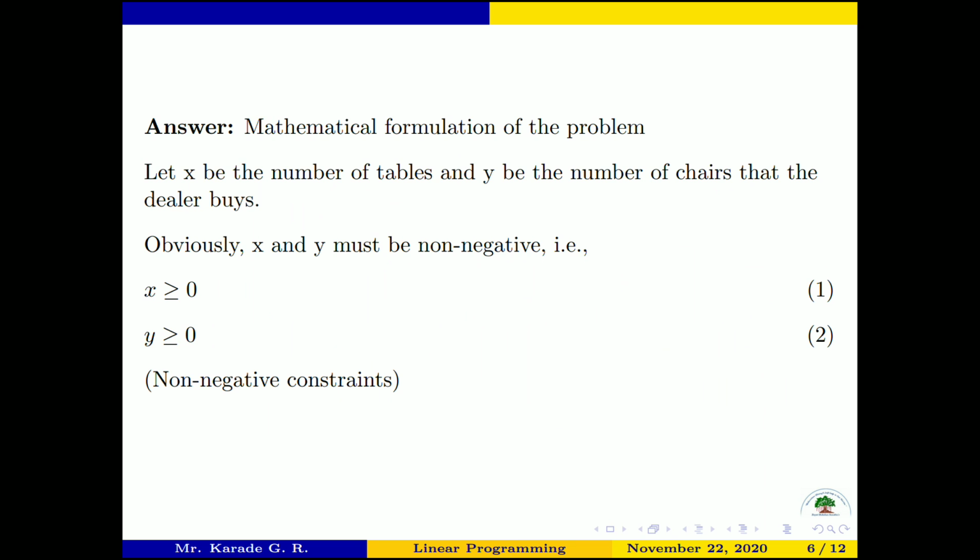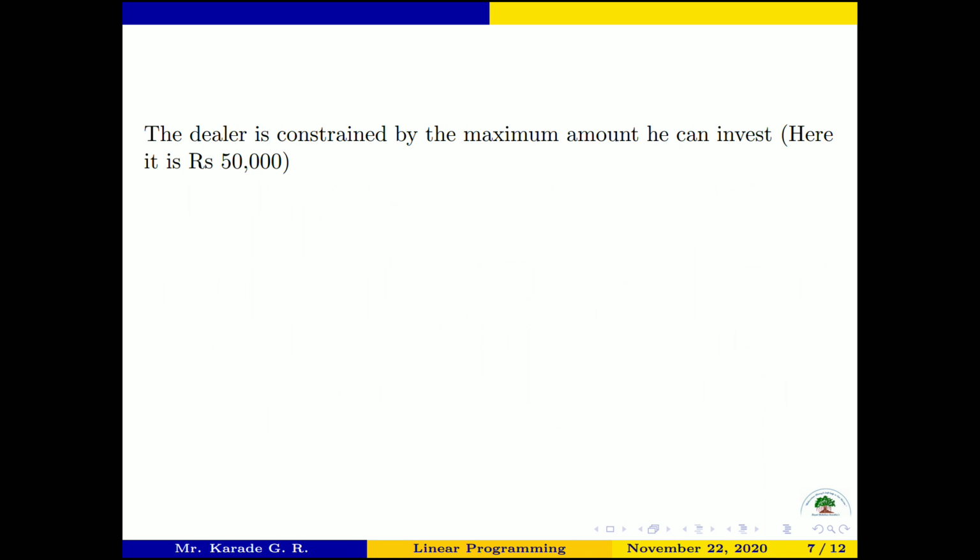Non-negative constraints. The dealer is constrained by the maximum amount he can invest. So the dealer has to invest at most 50,000 rupees. Therefore, and by the maximum number of items he can store is 60.